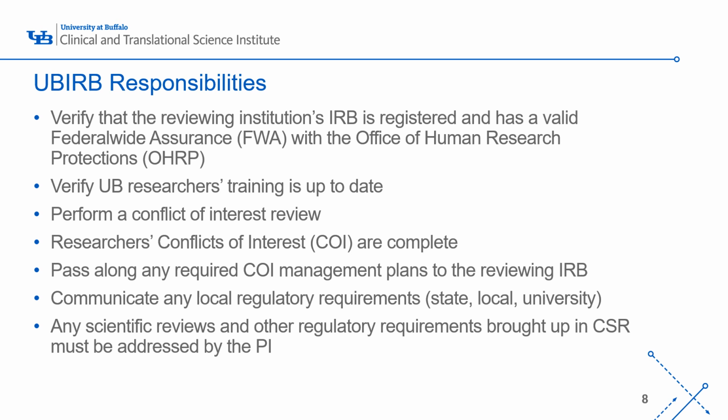The Conflict of Interest Office will conduct a conflict of interest review and make sure that the researcher's conflict of interest requirements are complete. If there are any conflict of interest management plans, those will be passed along to the reviewing IRB. It is also the IRB's job to communicate any local regulatory requirements to the other IRB, especially if there are any state laws that apply or local or university policies or requirements.